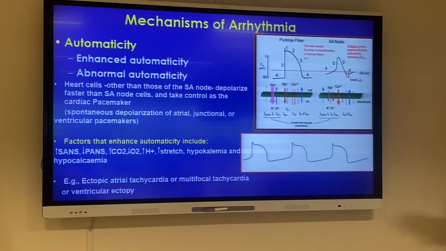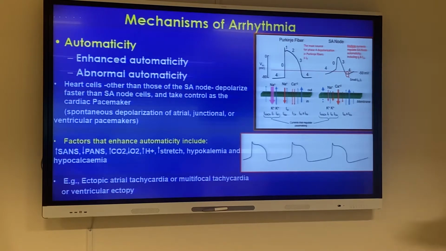So normally, it does not have automaticity. If abnormal automaticity happened in the atrium, it will cause atrial tachycardia, or in the junctional area, it will cause junctional tachycardia. In the ventricle, it will cause ventricular tachycardia. And of course, this abnormal automaticity has to be faster than the sinus node. If it is not faster than the sinus node, we will not see it, because the sinus node will be controlling the heart. So this is an example of it. Ectopic atrial tachycardia, multifocal tachycardia, or ventricular tachycardia.